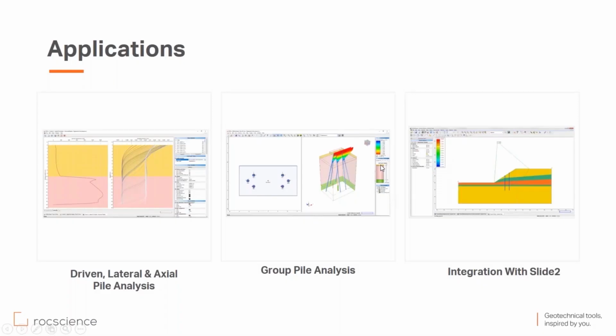So you have in RSPile... RSPile is a very comprehensive and complete program because it has different applications. So these are the main applications of the program. It does individual pile analysis, group pile analysis, and it's the only software that integrates as well with a slope stability software, Slide2. So for the individual pile analysis, it could be a laterally loaded pile or axially loaded pile. And we also have bearing capacity of driven piles. We're gonna talk about each one of them right now.